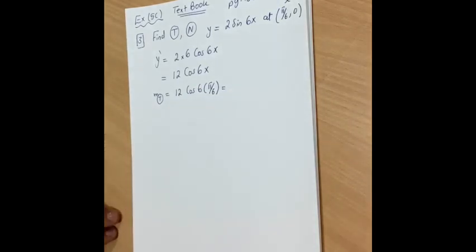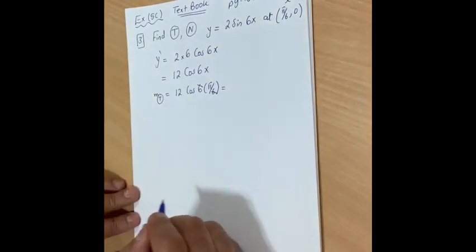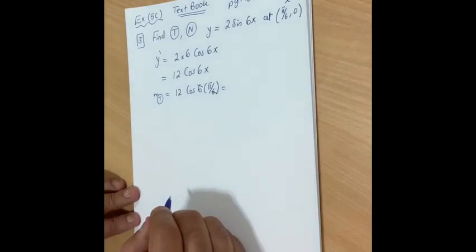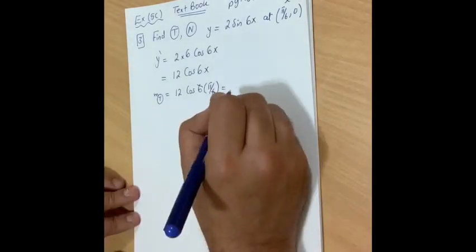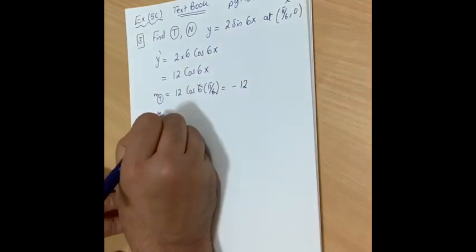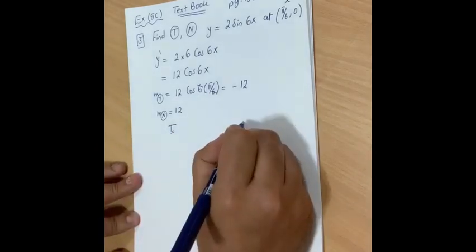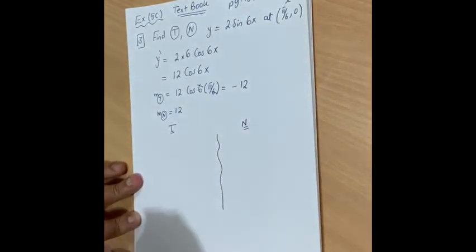You remember that pi over 6 in radians is equal to 30 degrees. So 6 multiplying by 1 over 6, they will cancel each other. You have cosine pi. Cosine pi is cosine 180. By using the calculator, the gradient is negative 12. Then the gradient of the normal is positive 1 over 12. This part for the tangent and this part for the normal.